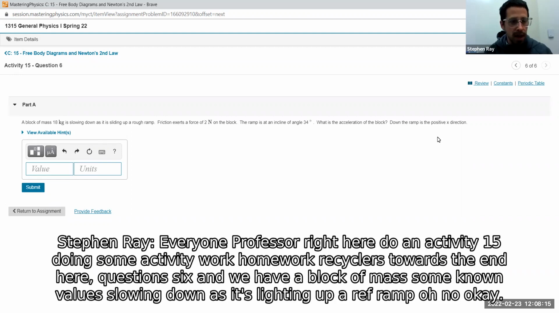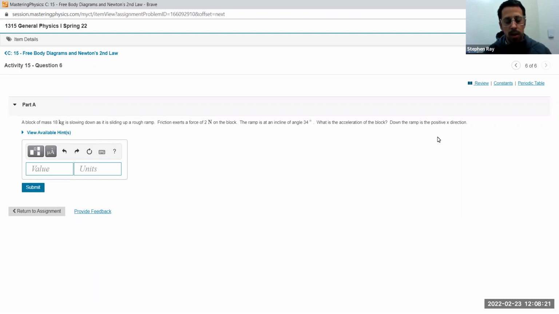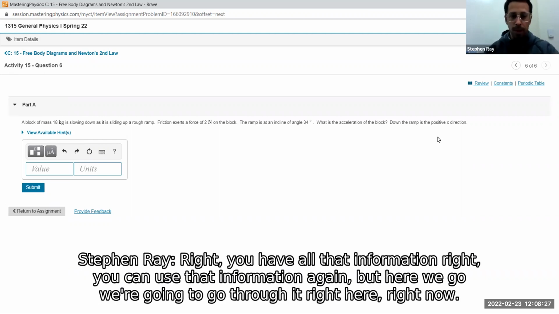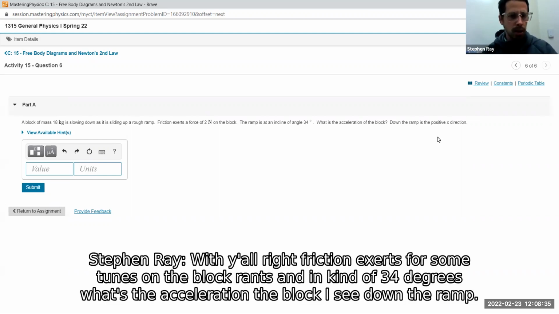And we have a block of mass, some known value, slowing down as it's sliding up a rough ramp. Oh no, okay. We knew it was coming when we'd be going up a rough ramp. This is the end of activity 15, right? If you have all that information, you can use that information again. But here we go. We're going to go through it right here, right now with y'all.